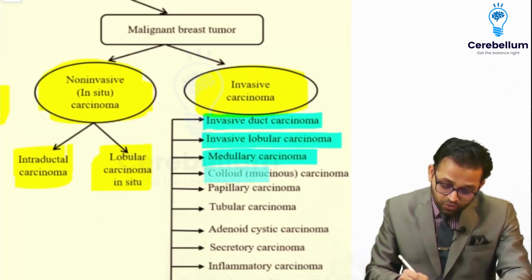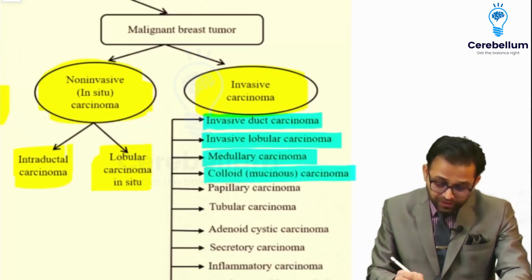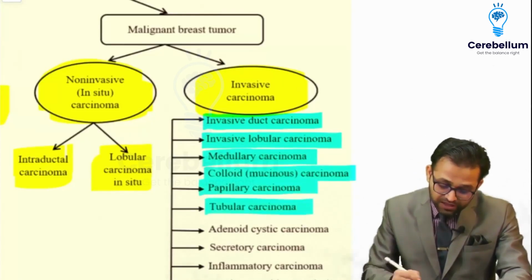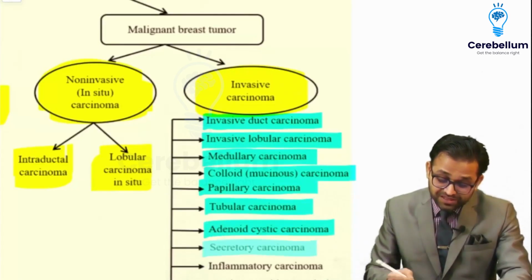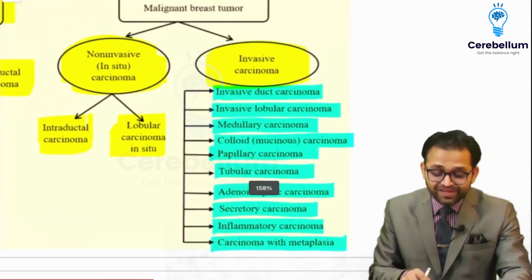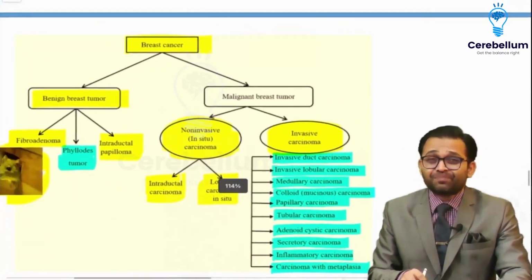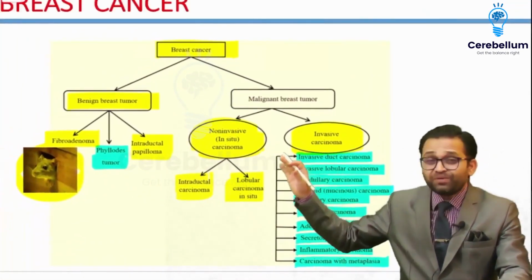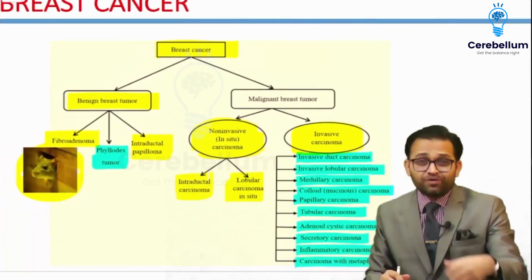You will learn the colloid or mucinous carcinoma. You will learn the papillary carcinoma, tubular carcinoma, adenoid cystic carcinoma, secretory carcinoma, inflammatory carcinoma, and the carcinoma with metaplasia in your surgery and the pathology. So, on the basis of the anatomy, all the subjects will build up.